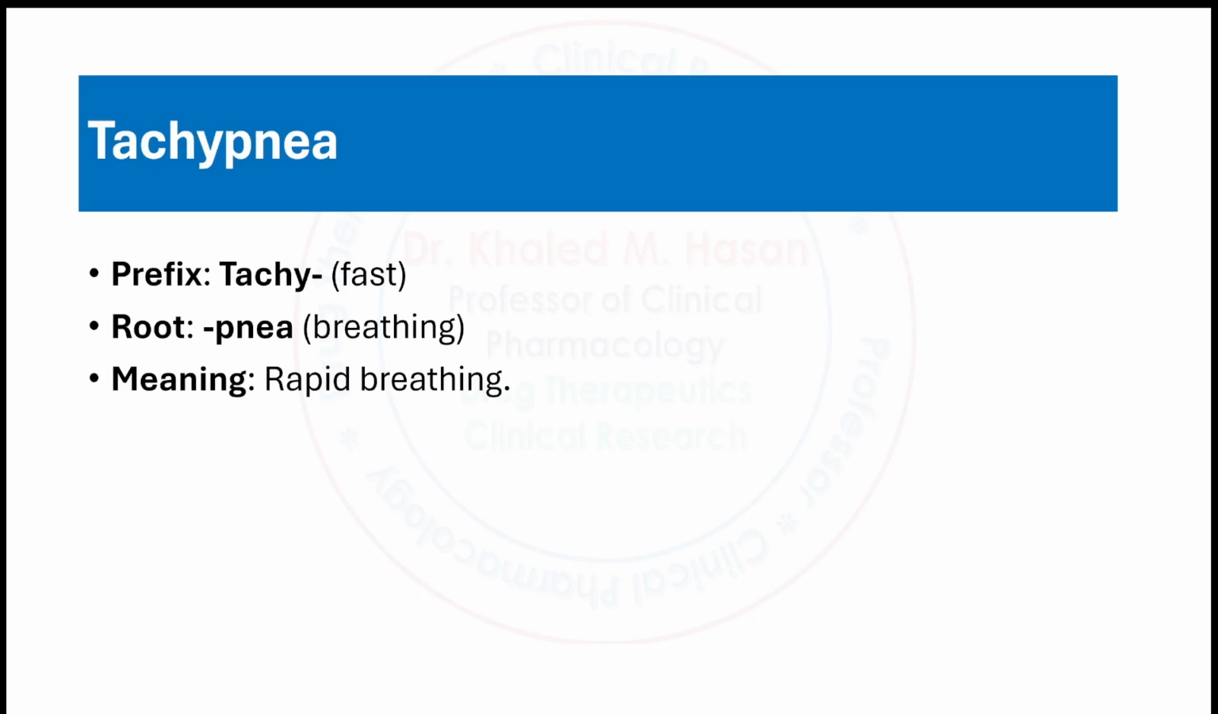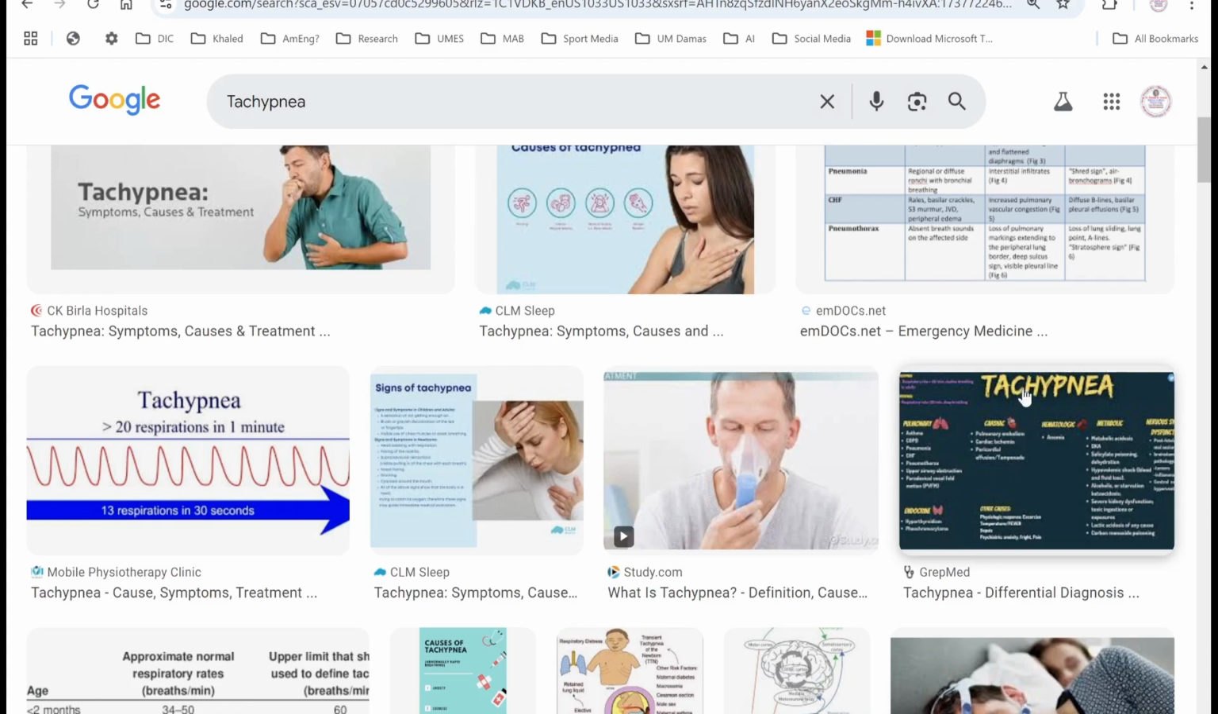Okay, moving to another medical terminology, tachypnea. Prefix tachy means fast, root pnea means breathing, and the meaning will be rapid breathing, tachypnea. We have here some definitions and images, and we call people who suffer from tachypnea when they have more than 20 respirations in 1 minute. And we have the diagram here, and you can see the person unable to breathe, with accelerated or rapid tachypnea.